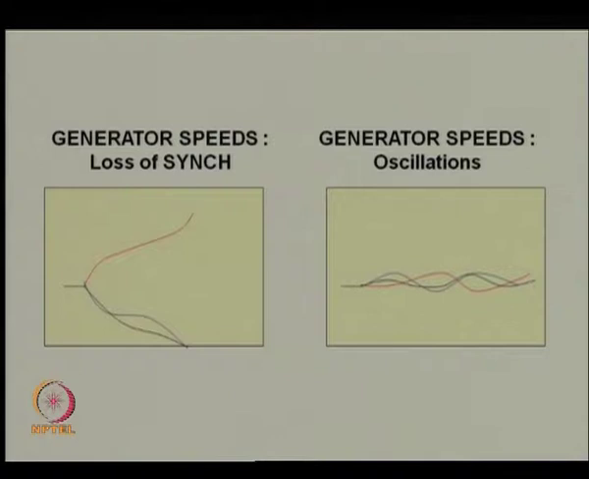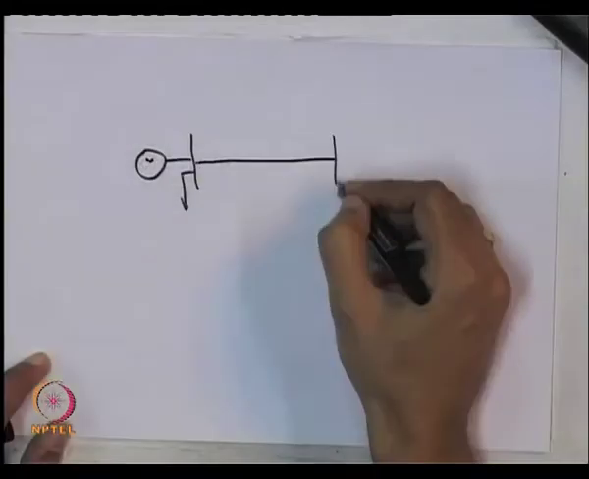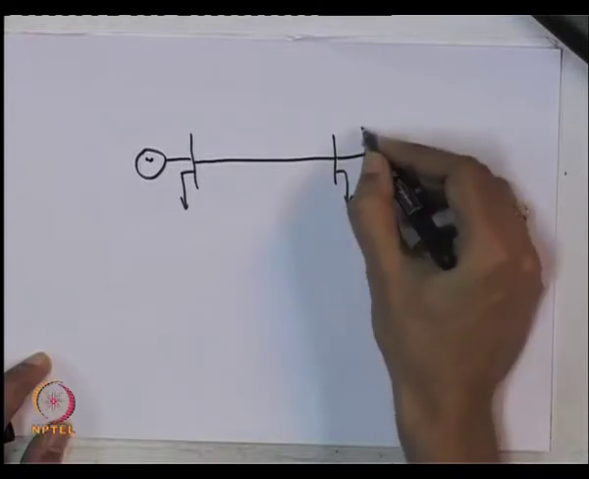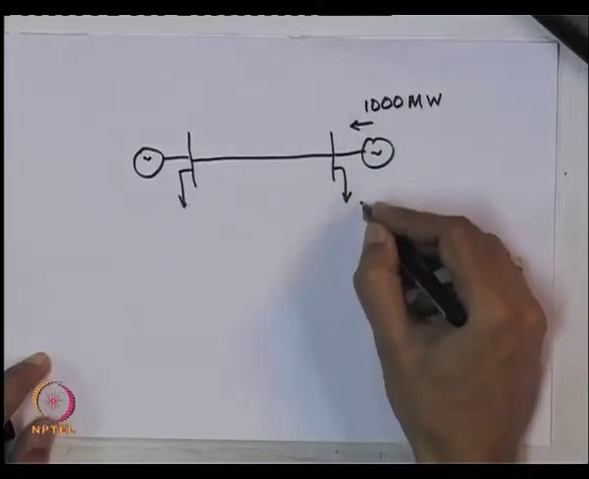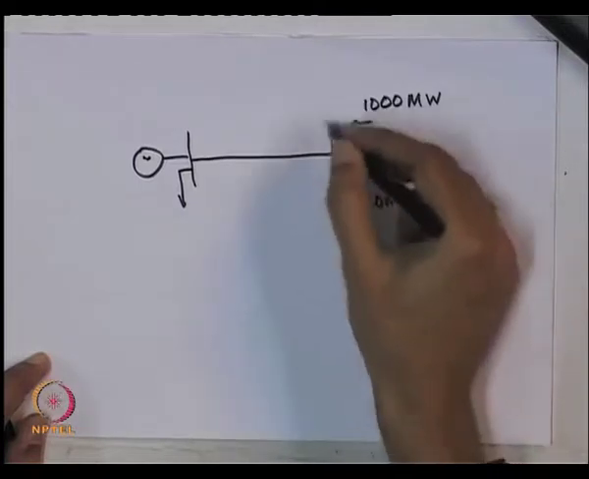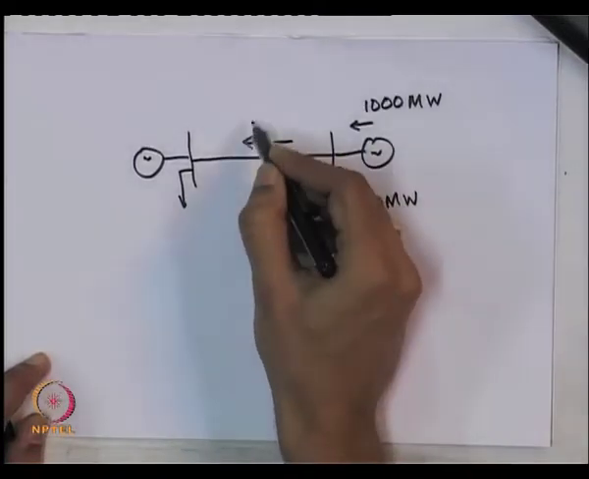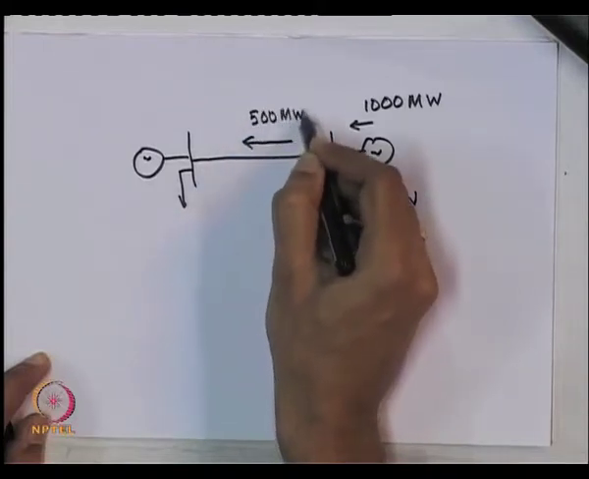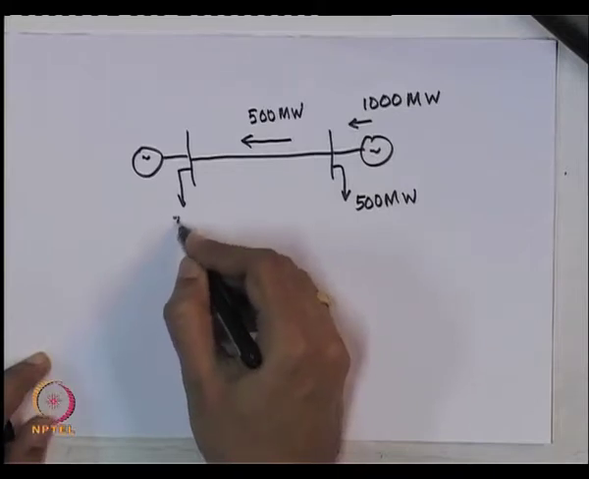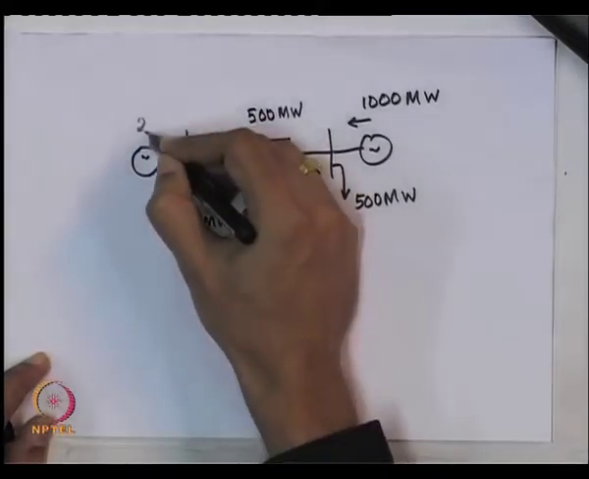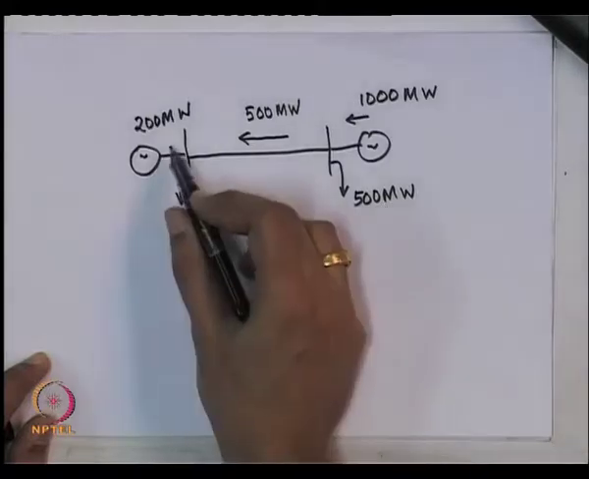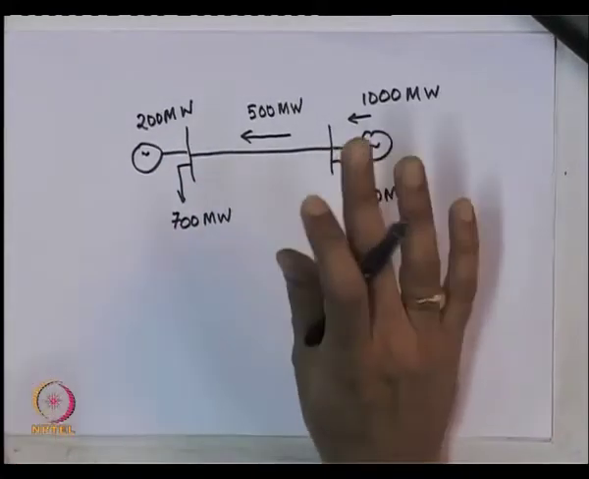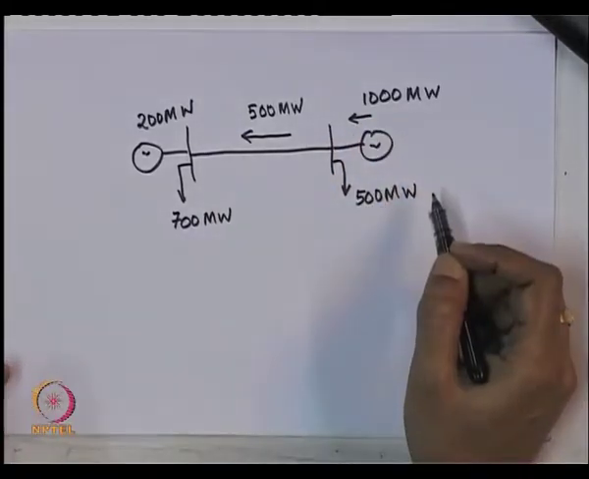Now, let us just consider a system like this. You have a generator with a local load, and another generator which also has a local load. Say this is supplying 1000 megawatts, and let us assume there are no losses for simplicity. This is 500 megawatts. So, this generator is actually exporting, over this AC line, 500 megawatts. This is say 700 megawatts and this is 200 megawatts. The total load is equal to the total generation. So, the center of inertia speed is not going to change.